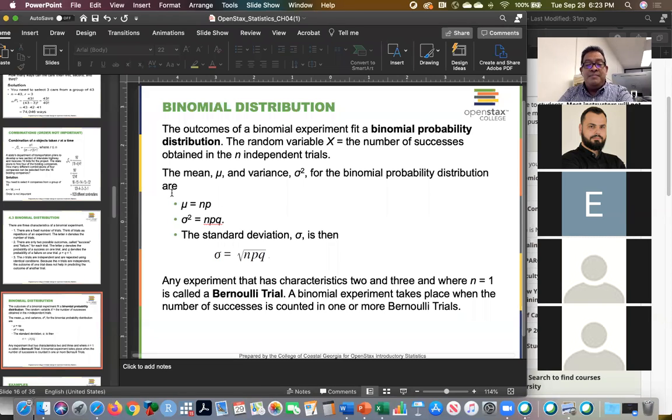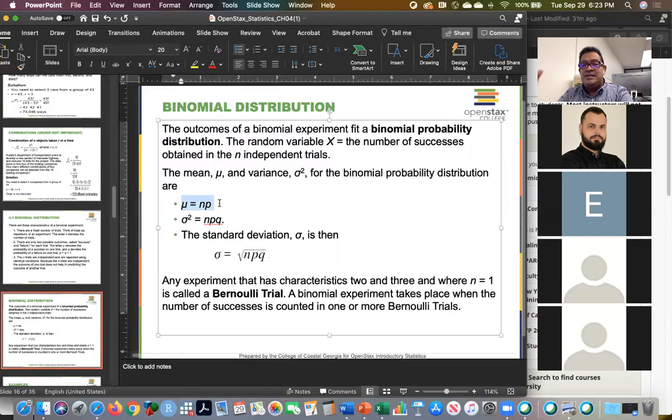So in order to find the mean, we're going to multiply the sample size, so the number of times the trial is repeated, times the probability of success. Keep that in mind, because in some cases we have binomial distributions, so we can use these.